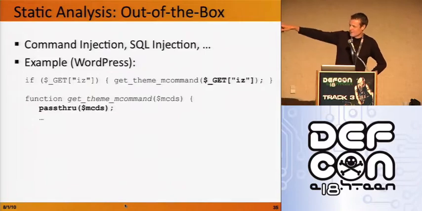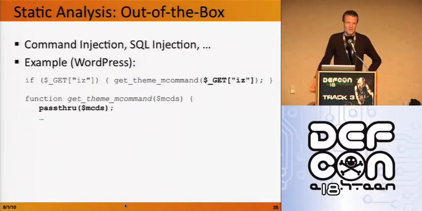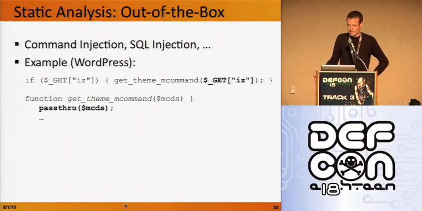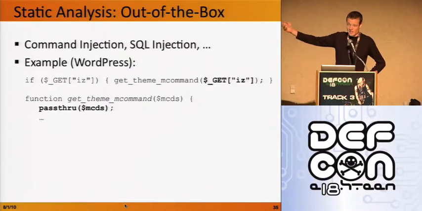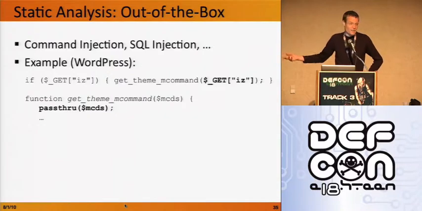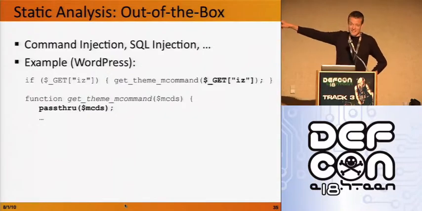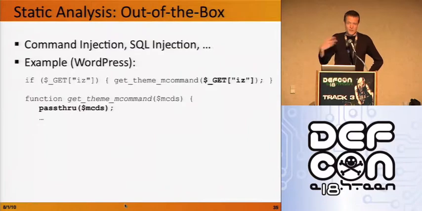But the definition of getThemeMcommand is to execute pass-through, which just executes a shell command or a script on the server. So this is a command injection vulnerability, and any static analysis tool worth its price would find this out of the box, because you're taking a request parameter, IZ, and passing it to execute as a shell command. That's just a bad idea, no matter why you're doing it.